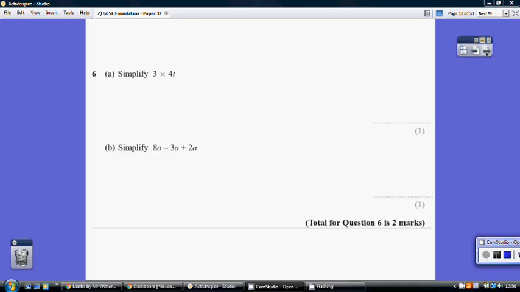Question 6. Well, 3 lots of 4t is just 3 times 4 times t. 3 fours are 12, so that's 12t. Now for part B, 8a take away 3a plus 6a. So 8a take away 3a is 5a, then 5a add 2a is 7a.